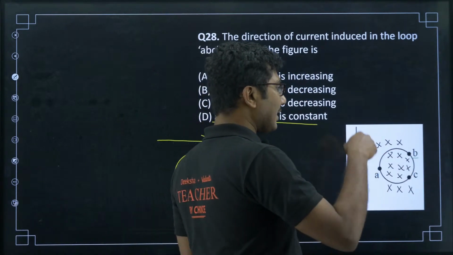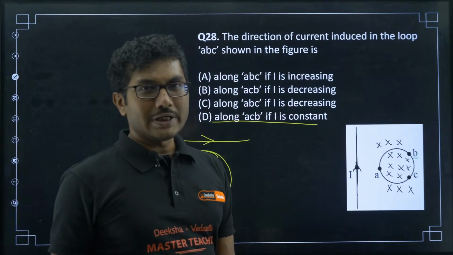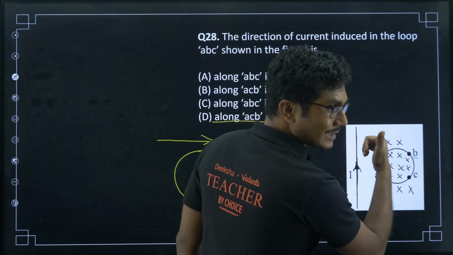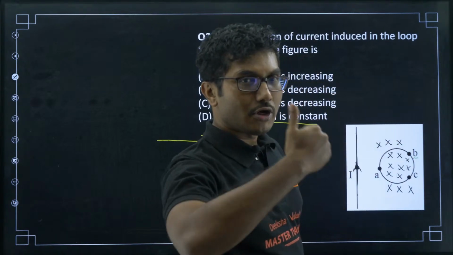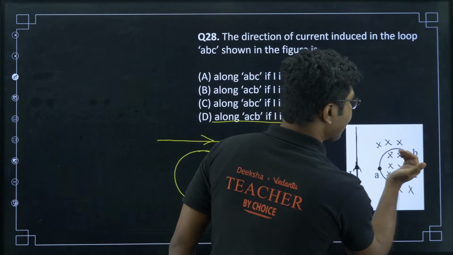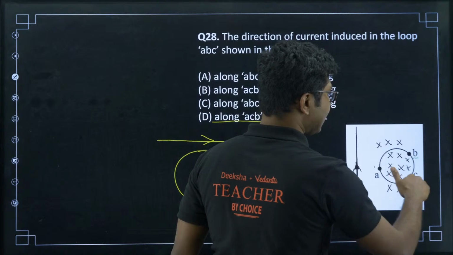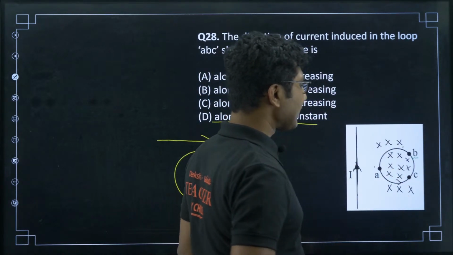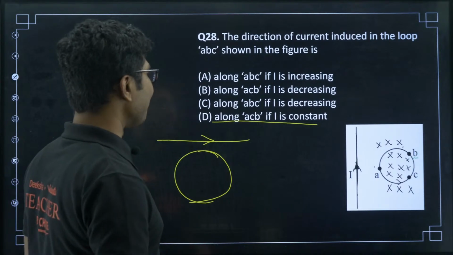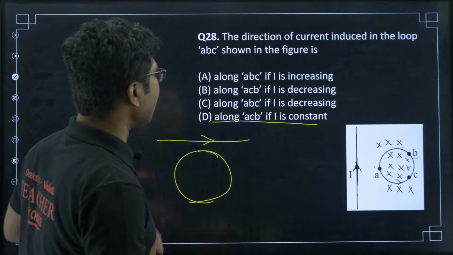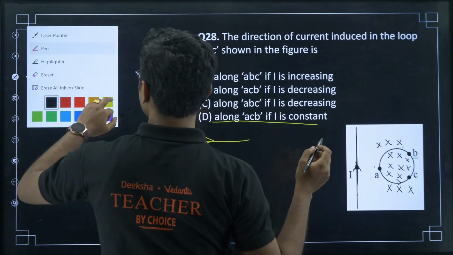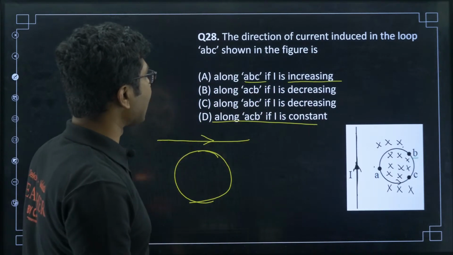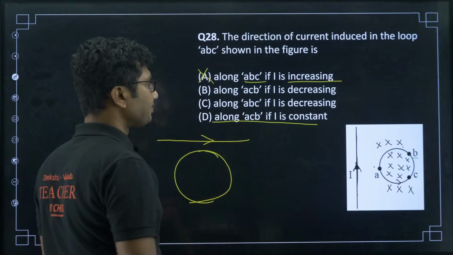So the original magnetic field is into the paper, so opposing means the magnetic field induced in the coil will be on the opposite side, that is out of the paper. Now out of the paper means the induced current will be in this direction. So A, C, B. If the current increases, the magnetic field will be in the direction A, C and B. So now if you see, only one option is given for increasing. If it is increasing, then it is along ABC. If it is increasing, it is along ABC, definitely it is not correct.